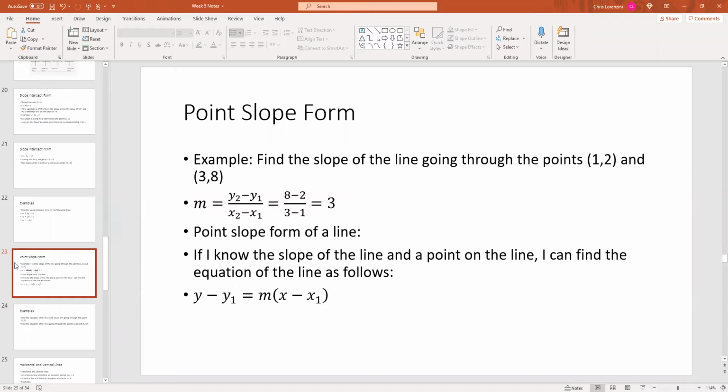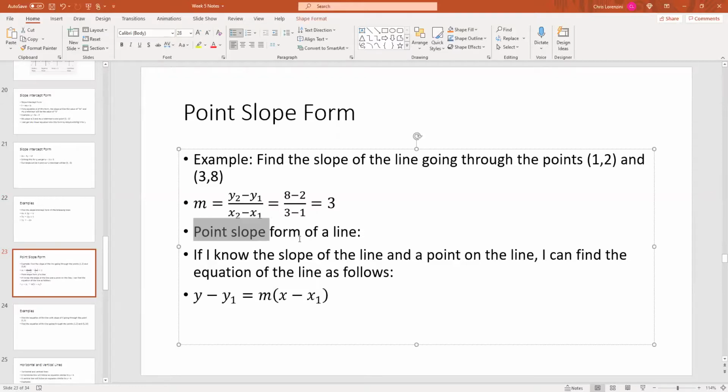So, simple example, find the slope of the line going through the points (1, 2) and (3, 8). We talked about this a little bit earlier. We can find the slope of a line if we're given 2 points. Now, sometimes we don't know the equation of a line. All we know are 2 points that satisfy that line, or maybe we know the slope of the line and one of the points.